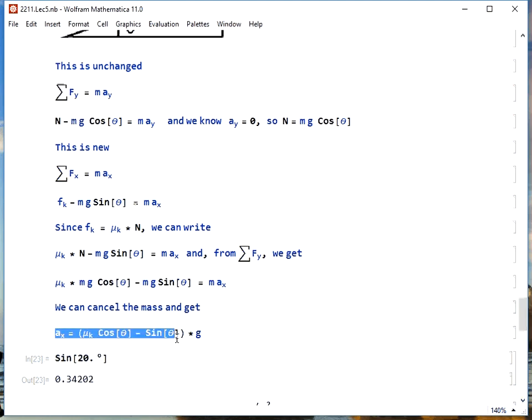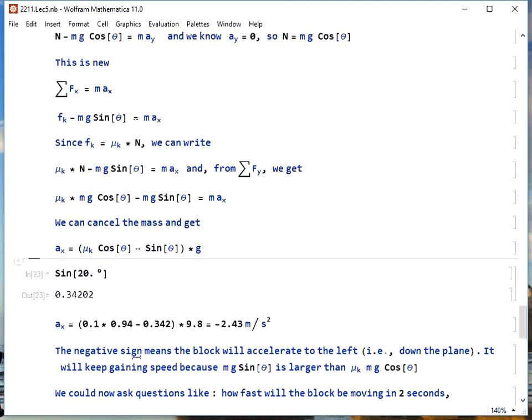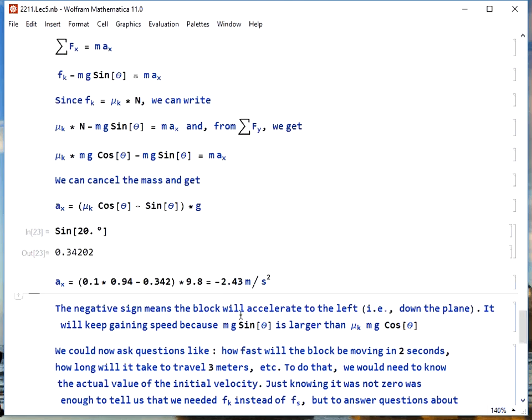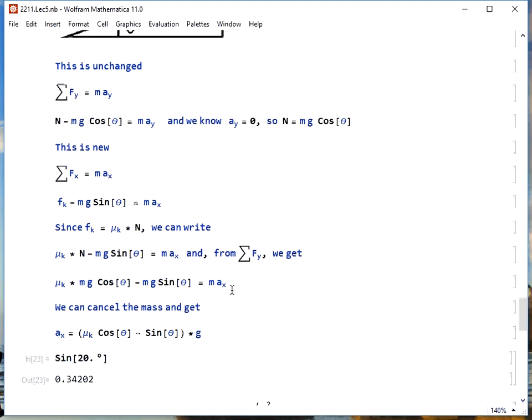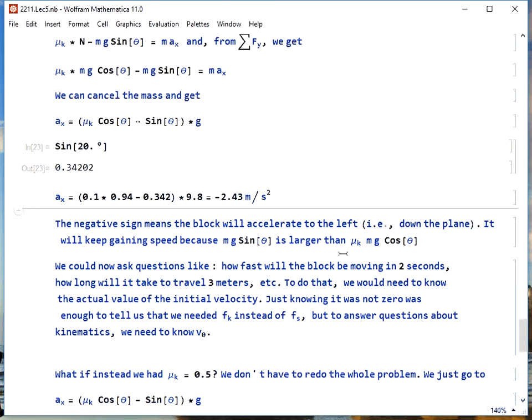Now we can cancel the mass, and we find that the acceleration is mu k cosine theta minus sine theta, that whole thing times g. And that gives us negative 2.43 meters per second squared. The fact that this is negative means the block is accelerating to the left, which is down the plane. So in other words, it's going to keep gaining speed because gravity is stronger than friction in this case.